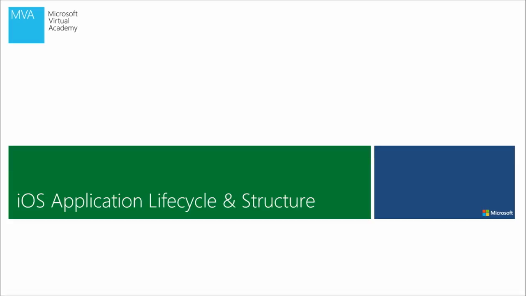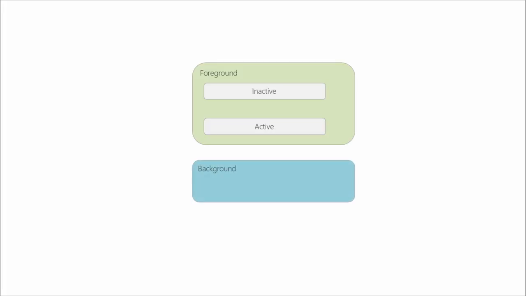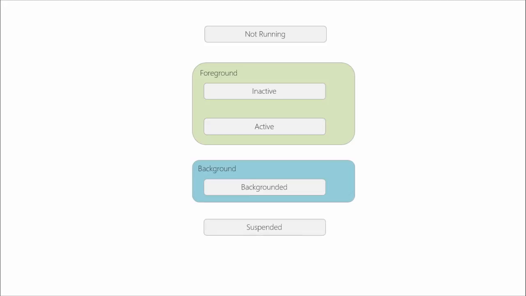Great. So now in every mobile platform, you have application lifecycles and structures. And iOS is no different. You have one in Android, you have one in Windows. And in iOS, you're going to have your application in the foreground, and it's going to be in one of two states: active or inactive. It could potentially go in the background, and it's going to be in a backgrounded state. You're going to be in the not running state, which means obviously it's not running, and a suspended state.